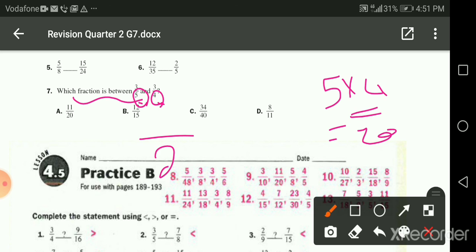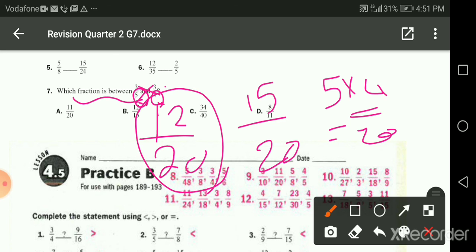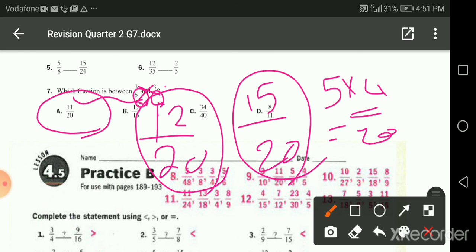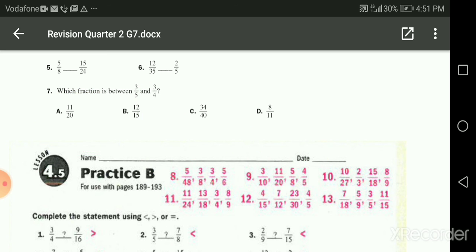Remember this? Right here 20, right here 20. Then make cross multiplication. 4 times 3 gives you what? Gives you 12. 5 times 3 gives you 15. So I have here 12 over 20 and 15 over 20. So he asks you, what fraction is between both of them? Of course, what? 11 over 20? So the answer will be 11 over 20. Easy and interesting too, right? Okay, let's complete.